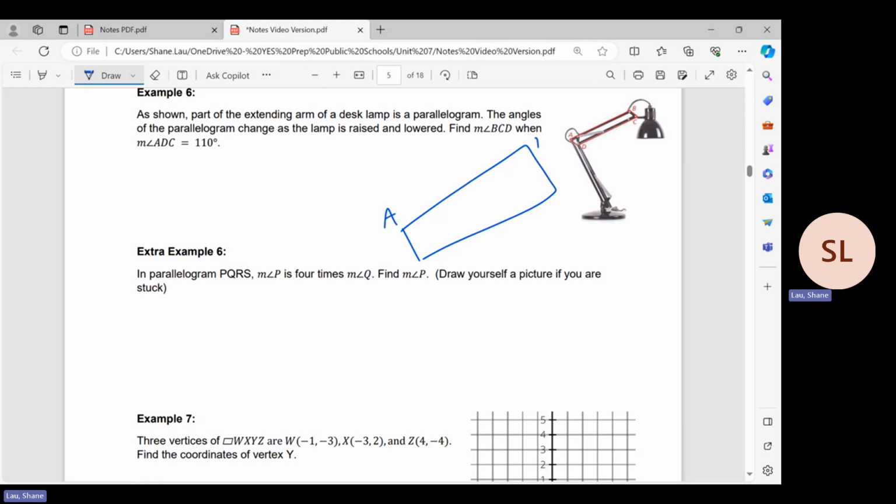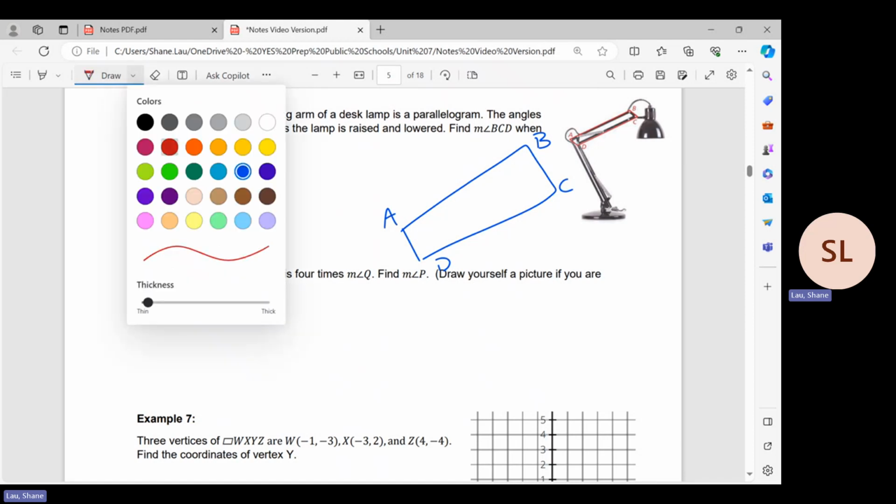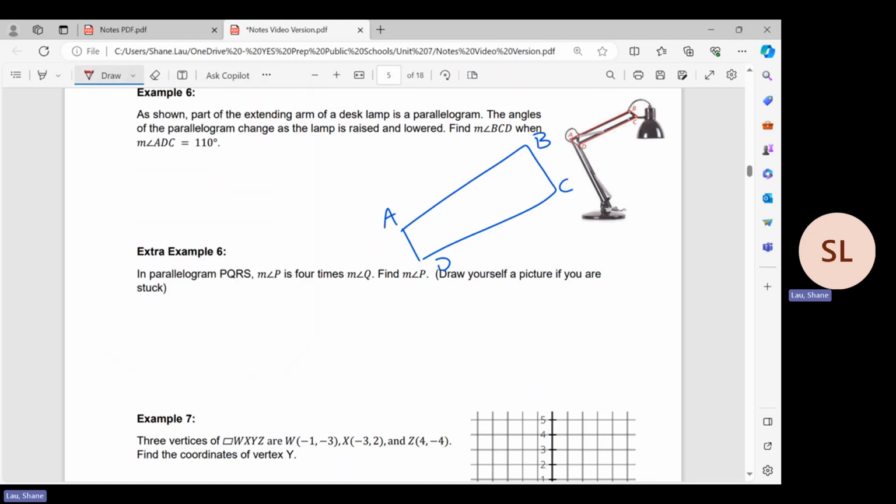So we'll have it A, B, C, and D. And that's just the pre-work, right? Just redrawing the diagram so that we can actually read it. Example 6. As shown, part of the extending arm of the desk lamp is a parallelogram. The angles of the parallelogram change as the lamp is raised and lowered. Find angle BCD. I'm not quite sure why they wanted to say BCD whenever they could have just said angle C, but that's just me. So we're looking for this angle.